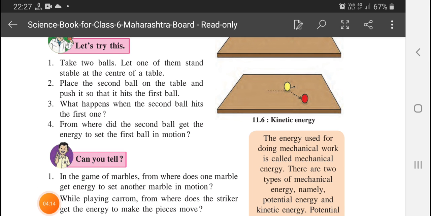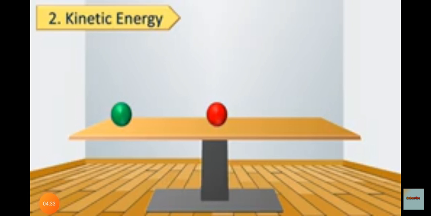See children, one more activity is given. Take two balls, let one of them stand stable at the center of the table, place the second ball on the table and push it so that it hits the first ball, and then we have to observe what happens. Let us see this. One ball, that is the red ball, is placed at the center of the table. Then the other one, the green ball, is pushed so that it hits the first ball.